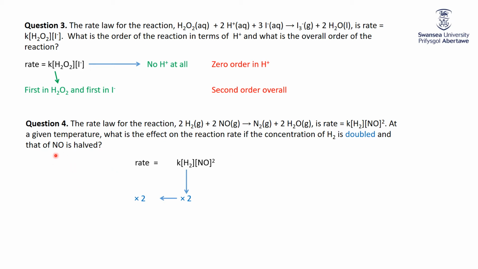Now for our NO, we're halving the NO, and whatever happens to NO, the square of that happens to the rate. So if we're halving the NO, we halve squared the rate of the reaction, because the rate depends upon the square of the concentration of NO. Put all those together, we doubled the rate with the H2, but then we halved it with the NO, and that gives us an overall change of halving it. Doubling the H2 doubles, halving the NO, well, half squared is a quarter, so a quarter of the rate, so you double and then you quarter.